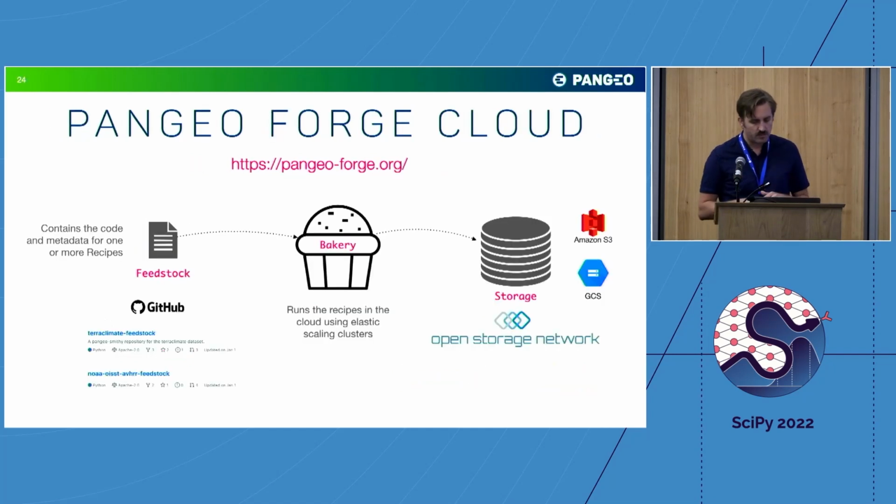The way Pangeo Forge Cloud works is it basically plugs into GitHub. It looks for these recipes in GitHub repos, and then it runs them in the cloud using something we call a bakery.